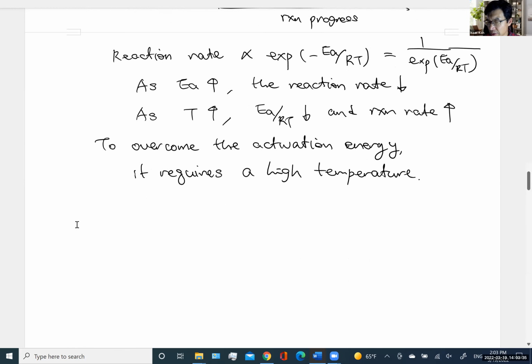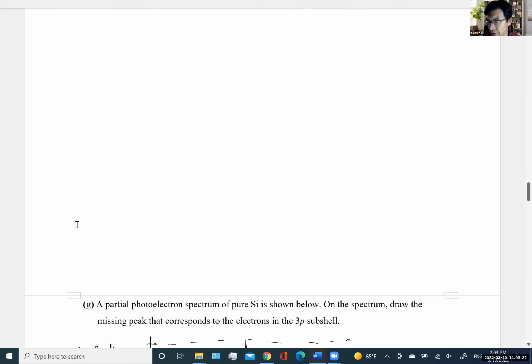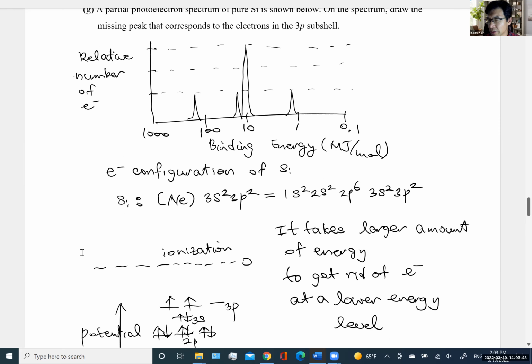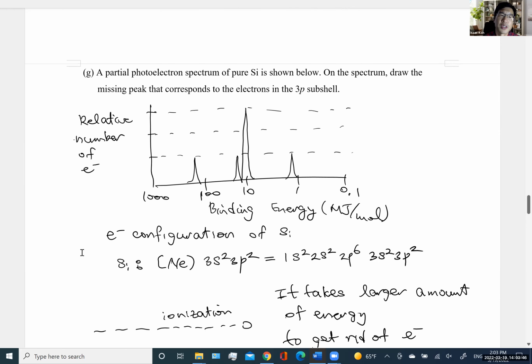Okay, now let's look at another case. A partial photoelectron spectrum of pure silicon is shown below. On the spectrum, draw the missing peak that corresponds to the electrons in the 3s subshell. It shows relative number of electrons versus binding energy. The unit of binding energy is megajoules per mole. It is written on a semi-logarithmic scale, so the x-axis reads 0.1, 1, 10, 100, and 1000. As you see, it is 10 times larger as you go from the right-hand side to the left-hand side. We call this a semi-logarithmic scale graph.